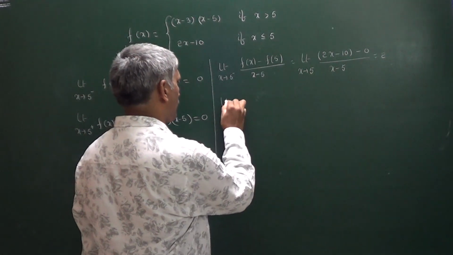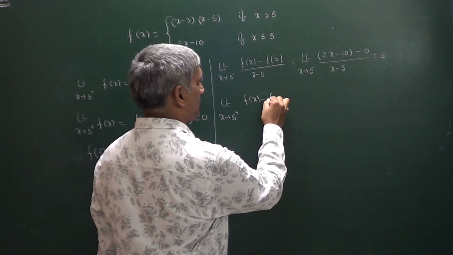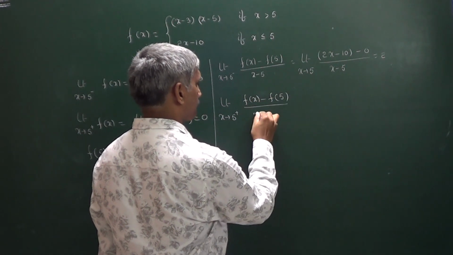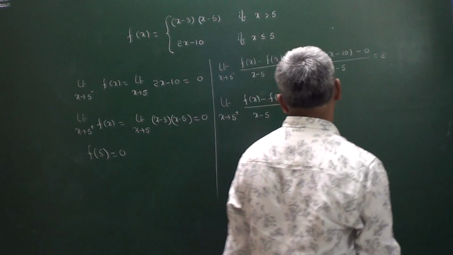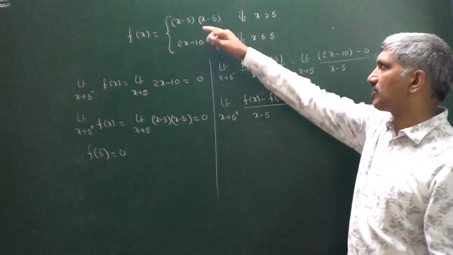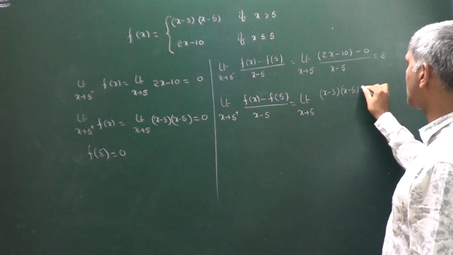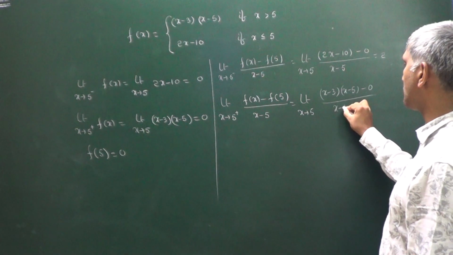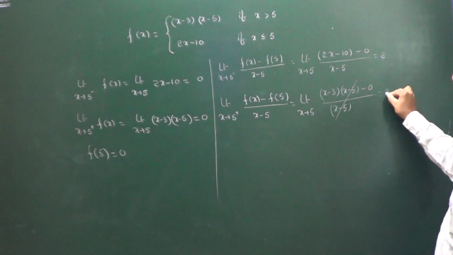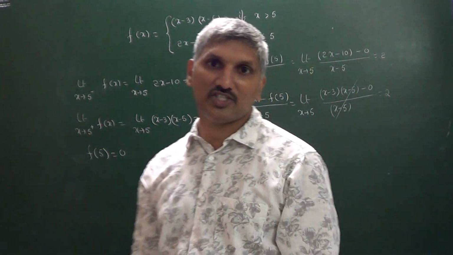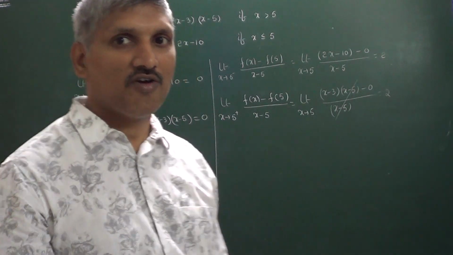Now the right hand derivative we are finding. Limit x tends to 5 plus of (f of x minus f of 5) divided by (x minus 5). 5 plus means greater than 5. In the greater than 5 case the function is given as (x minus 3) into (x minus 5) minus 0, divided by x minus 5. Now x minus 5 cancels. Apply the limit, 5 minus 3 is equal to 2. Left hand derivative is equal to right hand derivative. Therefore we can say the function is differentiable at x equal to 5.